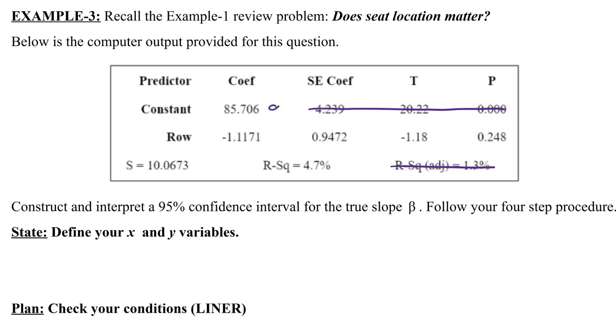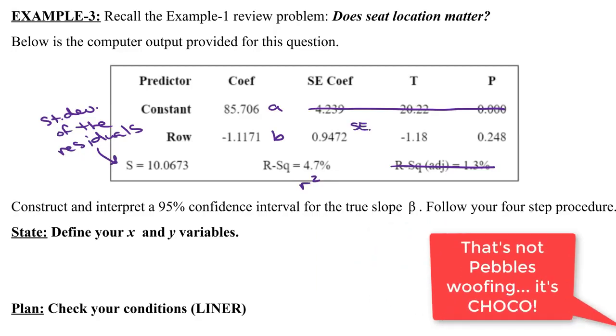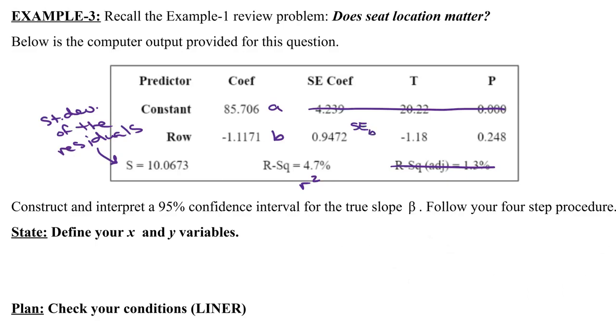Recall that your constant is a, your intercept, and your rho, or the variable they give you, this value will correspond to b, your slope. Your s is your standard deviation of the residuals. They are also providing you RSQ, which is our r squared, and this is our standard error of b, the standard error of the slope.